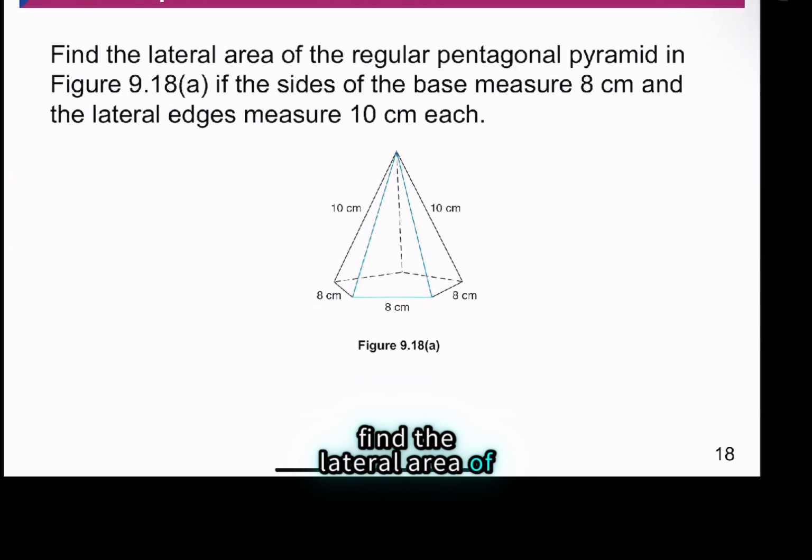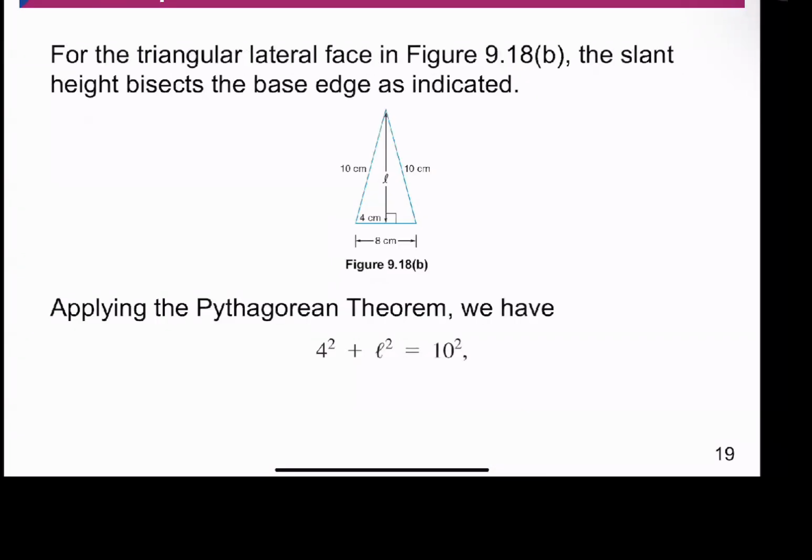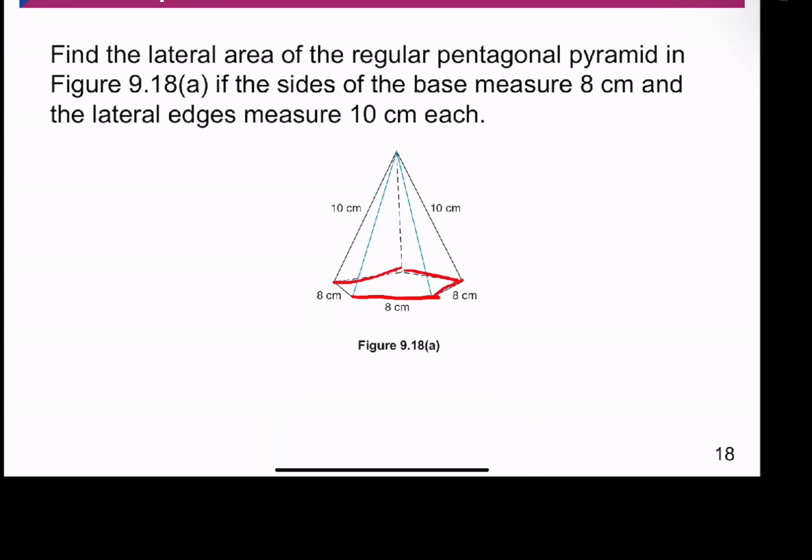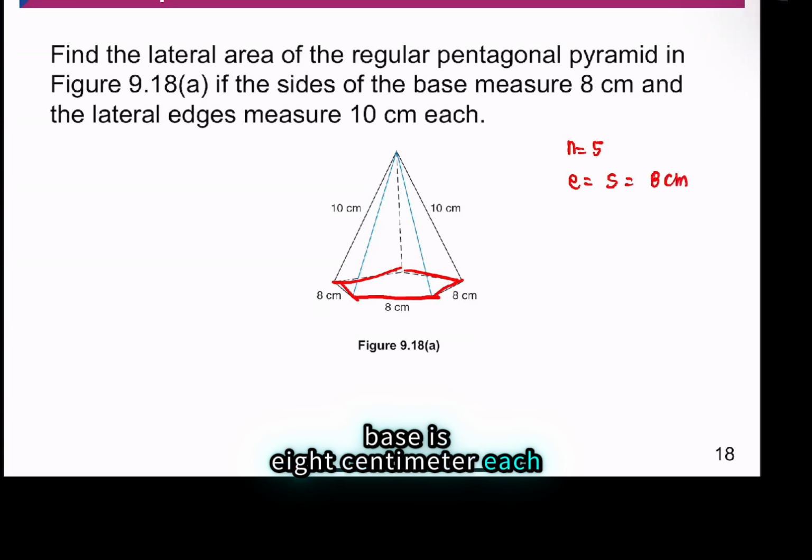Find the lateral area of the regular pentagonal pyramid in figure 9.18a if the sides of the base measure 8 centimeters and the lateral edges measure 10 centimeters. So to analyze this, make sure that we consider the pentagonal base. So we have n is 5. The side of the base is 8 centimeters each.